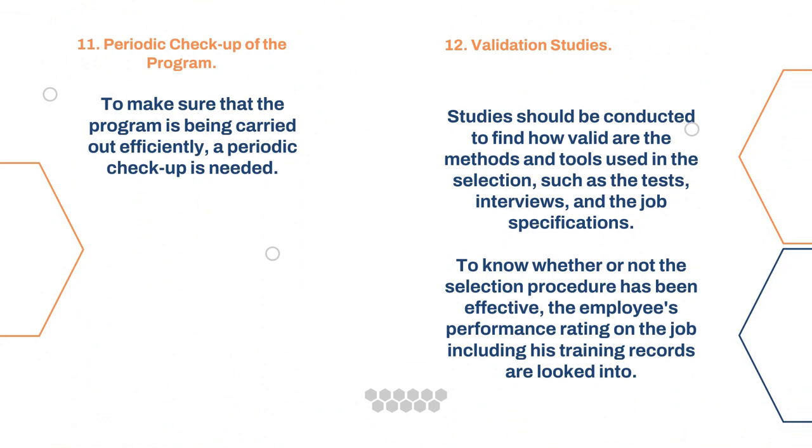Number 11, periodic checkup of the program. To make sure that the program is being carried out efficiently, a periodic checkup is needed. Number 12, validation studies. Studies should be conducted to find how valid are the methods and tools used in the selection, such as the test, the interviews, and the job specifications. To know whether or not the selection procedure has been effective, the employee's performance rating on the job, including his training records, are looked into.